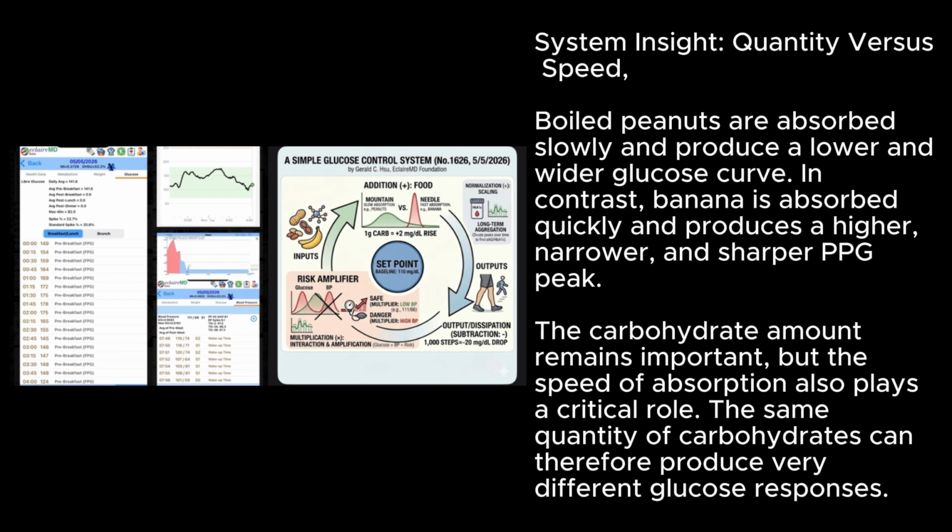System insight: quantity versus speed. Boiled peanuts are absorbed slowly and produce a lower and wider glucose curve. In contrast, banana is absorbed quickly and produces a higher, narrower, and sharper PPG peak. The carbohydrate amount remains important, but the speed of absorption also plays a critical role. The same quantity of carbohydrates can therefore produce very different glucose responses.